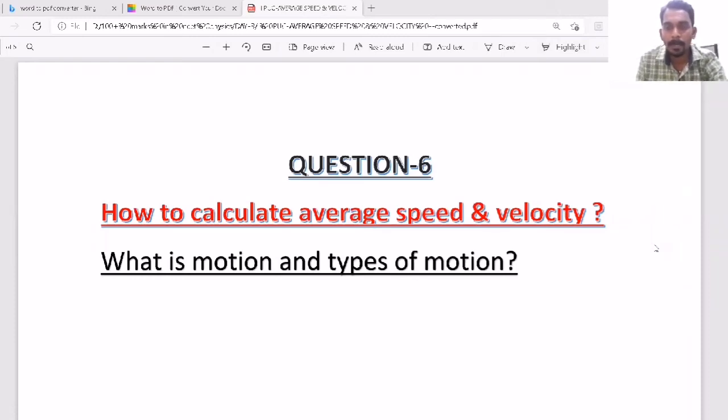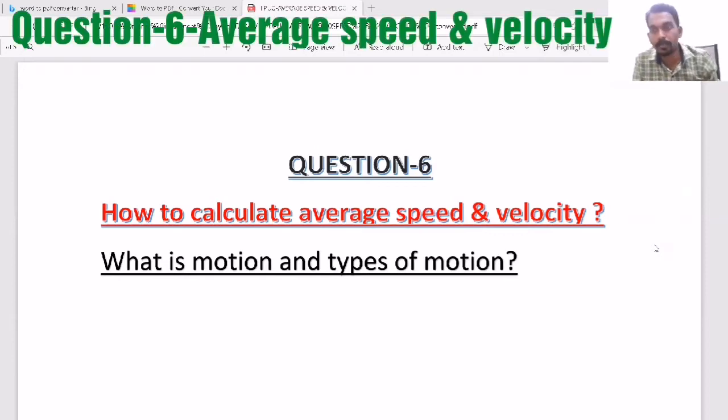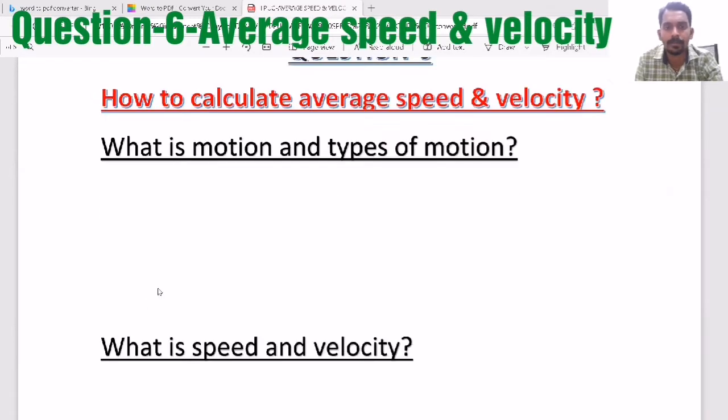Hi everyone. Now we are going to discuss question number 6 based on first PUC topic, that is how to calculate average speed and velocity. The very first thing we should understand here is what is motion and types of motion.